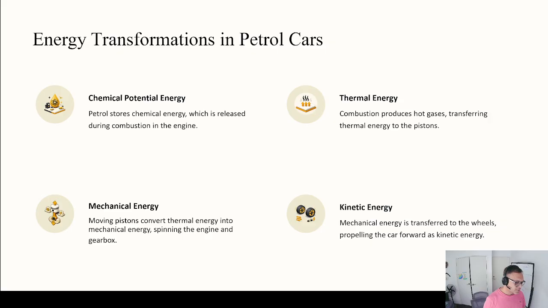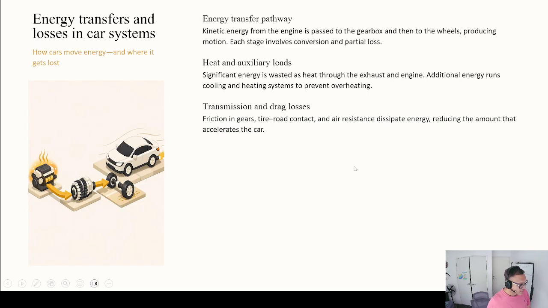So it produces hot gases, which then transfer this thermal energy to the pistons, moving the pistons, which is kinetic energy. That is the thermal energy turned into mechanical energy. Mechanical energy here is kinetic energy, moving those pistons up and down, spinning the engine and gearbox. And then finally kinetic energy in the wheels, which we discussed, right? Energy transfer is kinetic energy from the engine passed to the gearbox, to the wheels.